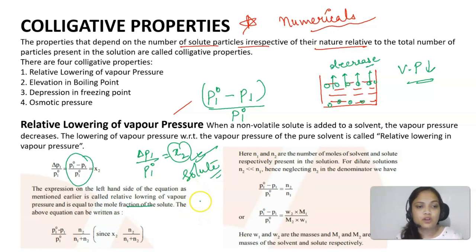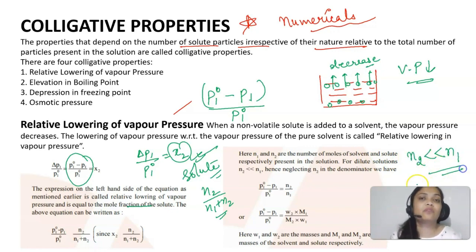So mole fraction of solute we can write as N2 upon N1 plus N2, in the form of number of moles. Now N1 and N2, I told you, are number of moles of solvent and solute. But if you have dilute solutions, so number of moles of solute would be very much less than number of moles of solvent. So there N2 can be neglected, so it will be N2 upon N1. So number of moles of solute divided by number of moles of solvent.